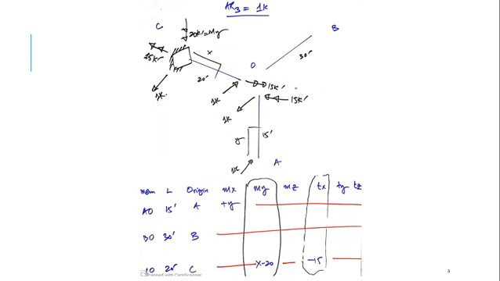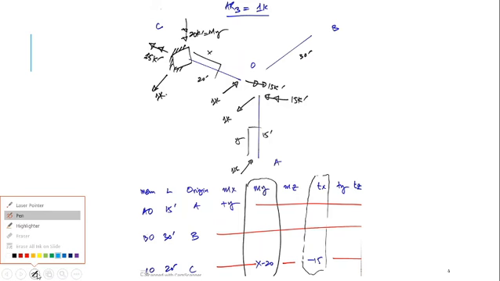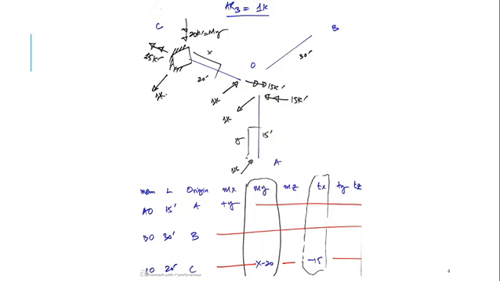Next, I have applied this AR3 is equal to 1 kip. This 1 kip is applied here. It would be balanced here with 1 kip. This joint O has to be balanced, so it would be balanced here with 1 kip. Then this 1 kip would be balanced here as shown.